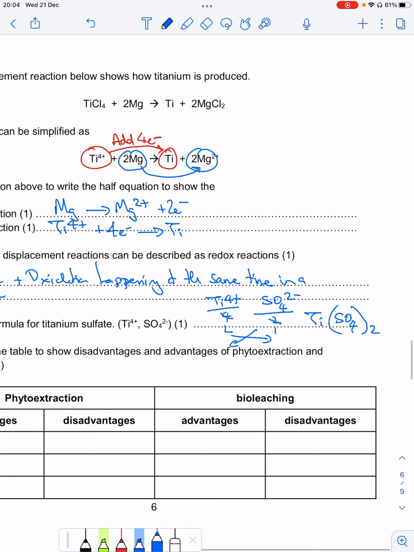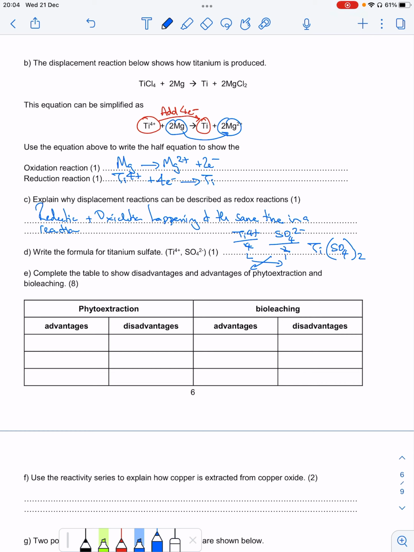Okay. Right, the next one is a question that we've come across before, but we just need to make sure we've got the advantages and disadvantages. The advantages are kind of the same for phytoextraction and bioleaching, but the disadvantages are a little bit different. So phytoextraction, remember, it means using plants. Phyto is Greek for plants, so using plants.